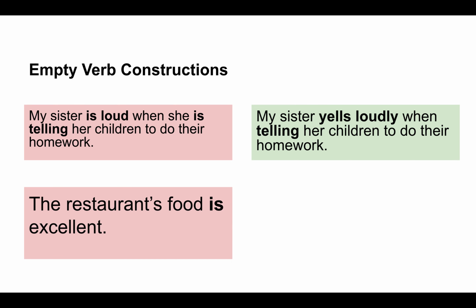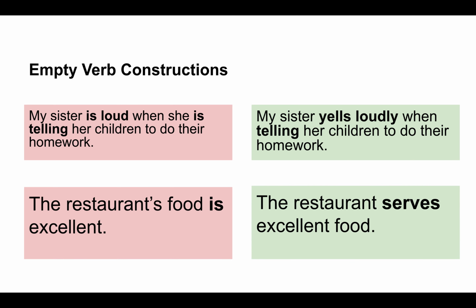The restaurant's food is excellent. So this is a grammatically correct sentence, but we just want to see if we can find a stronger verb than is. And in this case, we could say the restaurant serves excellent food. So just a little bit of a rearrange so that there's a stronger verb instead of is there.